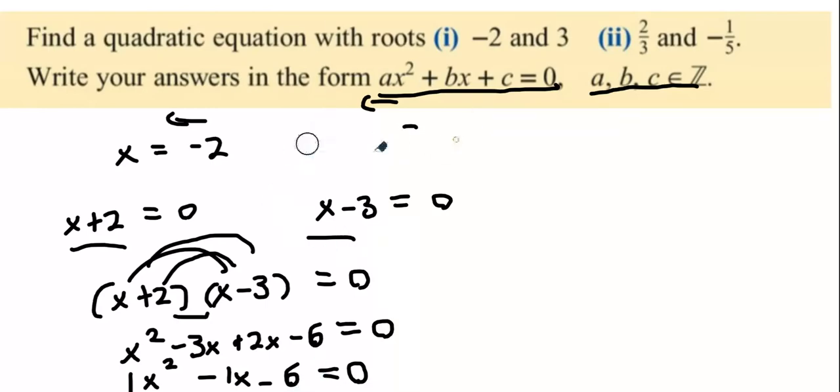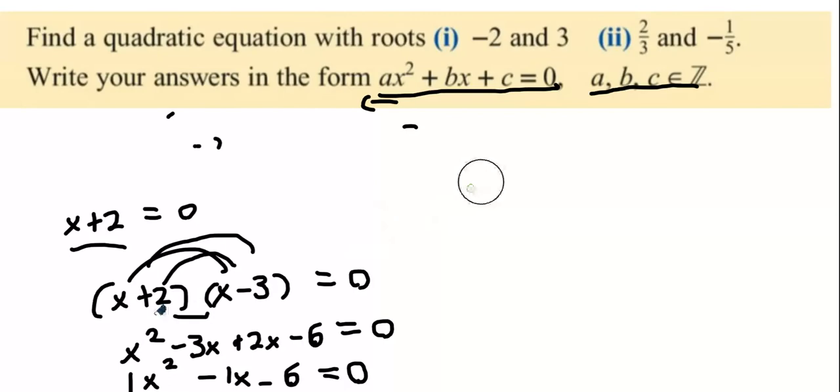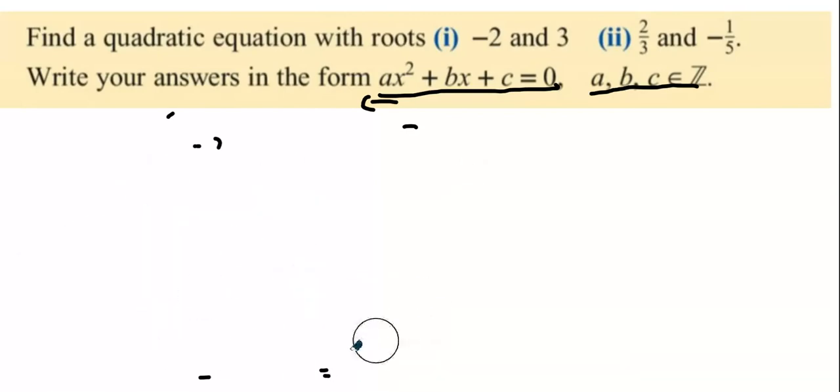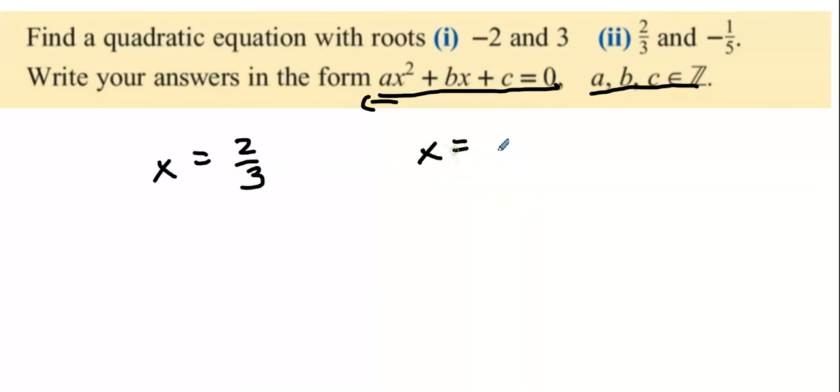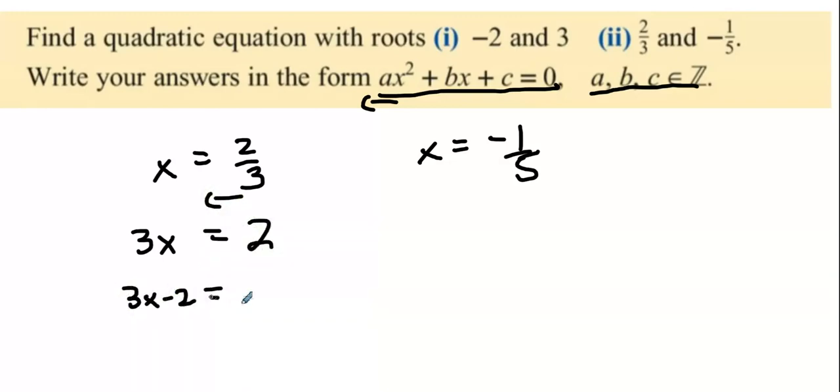Next one you're going to do is part B. And for part B, what you're going to have is x equals 2 over 3, x equals minus 1/5. So cross multiply. 3 is division on the right, which makes it multiplication on the left. Bring the 2 out the other side and you get 3x minus 2 equals 0. It's always about having the equal 0 on the right.